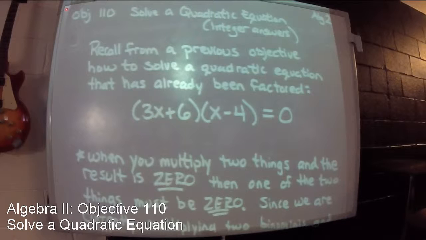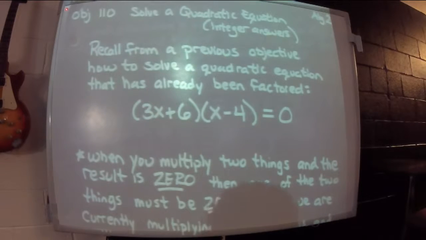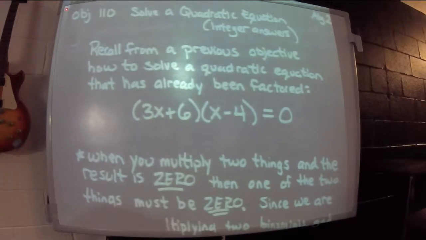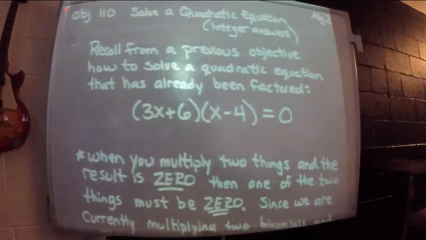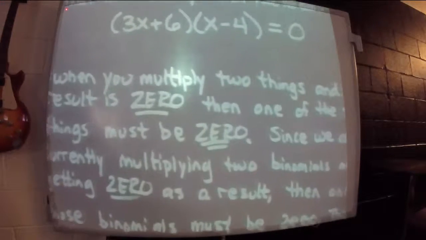Now, we talked about objective 108 yesterday, and the main concept of 108 was, if I'm taking two things and multiplying them, and they get to be 0, then what can you decide? One of them is 0. Remember yesterday I said, if a smiley face times a football is 0, then either the smiley face is 0 or the football is 0. So that's what the concept is. This is what we looked at yesterday.